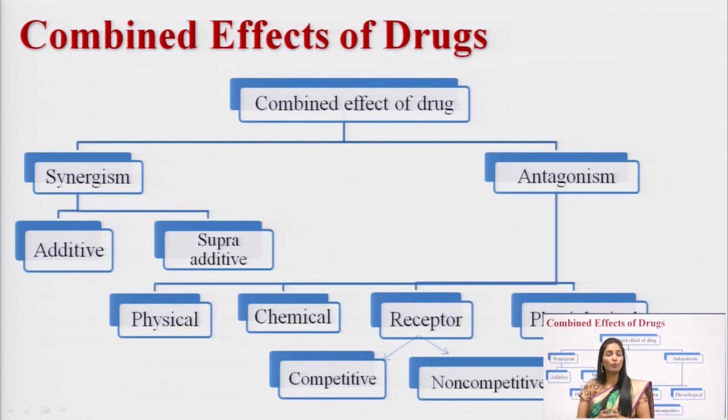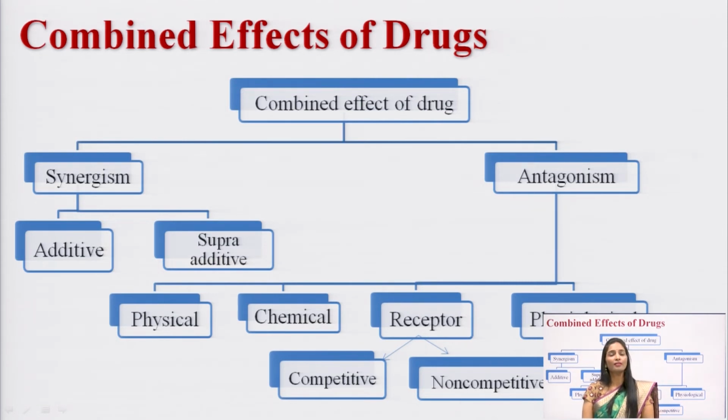So, the combined effect of drugs has been categorized into two main types. One is synergism and the second one is antagonism. What is synergism? Synergism increases the action. When one drug increases the action of another drug, you can call it synergism. And what is antagonism? Here one drug is going to inhibit, block, or antagonize the action of the next drug, then you can call it an antagonist drug.